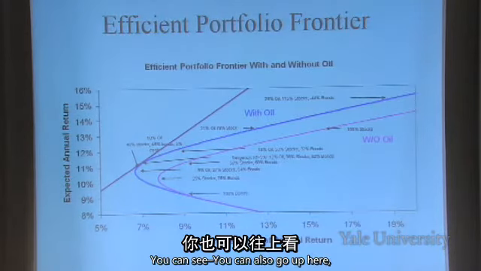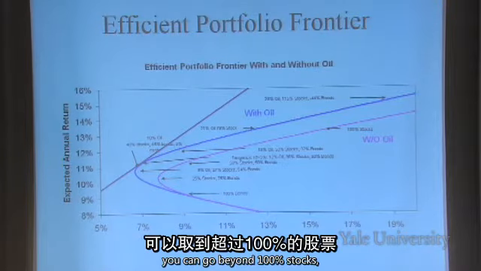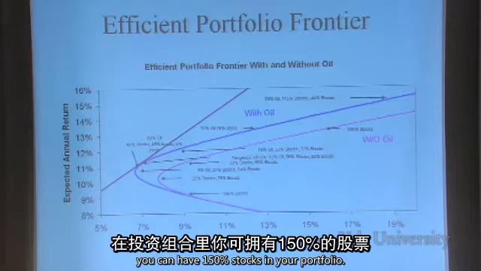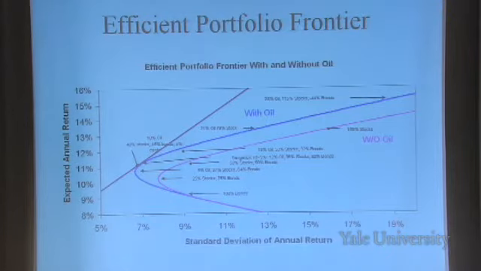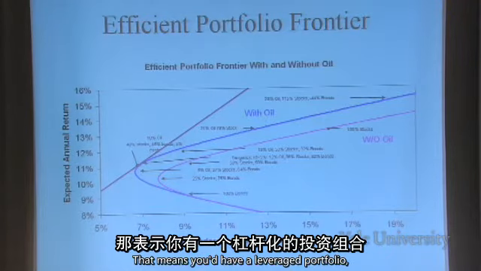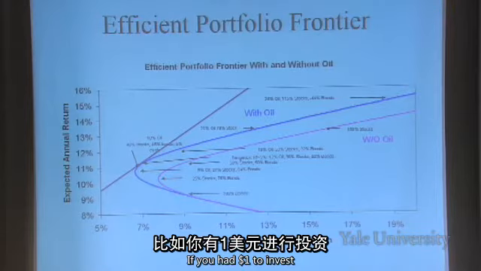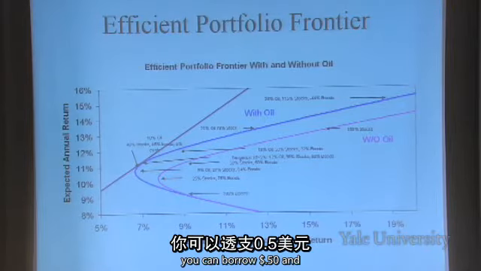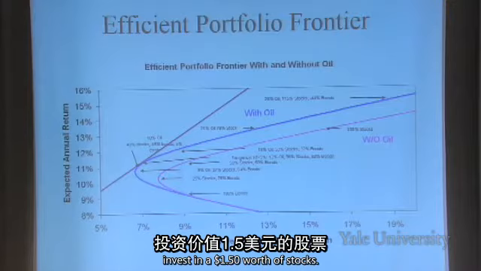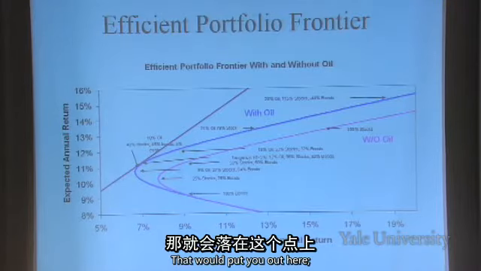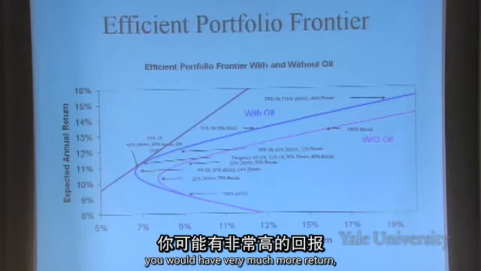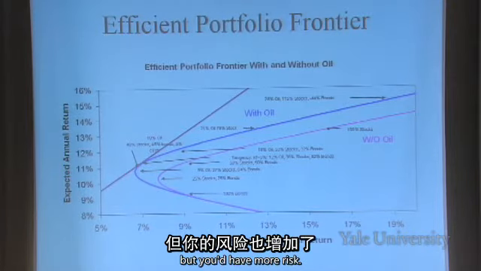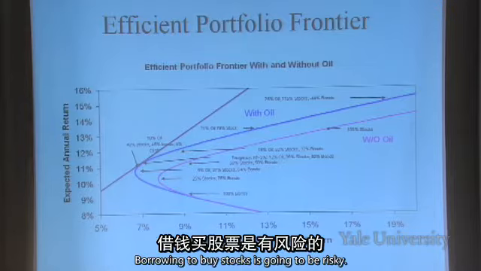And you can also go up here, beyond 100% stocks. You can have 150% stocks in your portfolio. That means you'd have a leveraged portfolio. You would be borrowing. If you had $1 to invest, you can borrow 50 cents and invest $1.50 worth of stocks, right? That would put you out here. You would have much more return, but you'd have more risk. Borrowing to buy stocks is going to be risky.